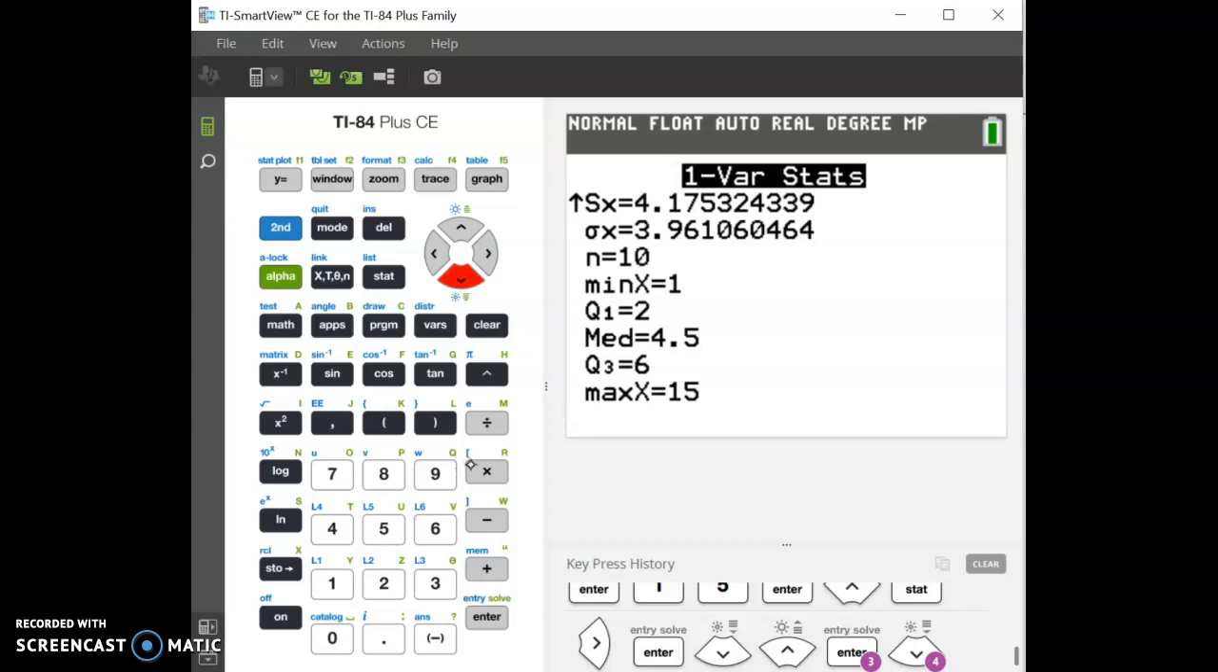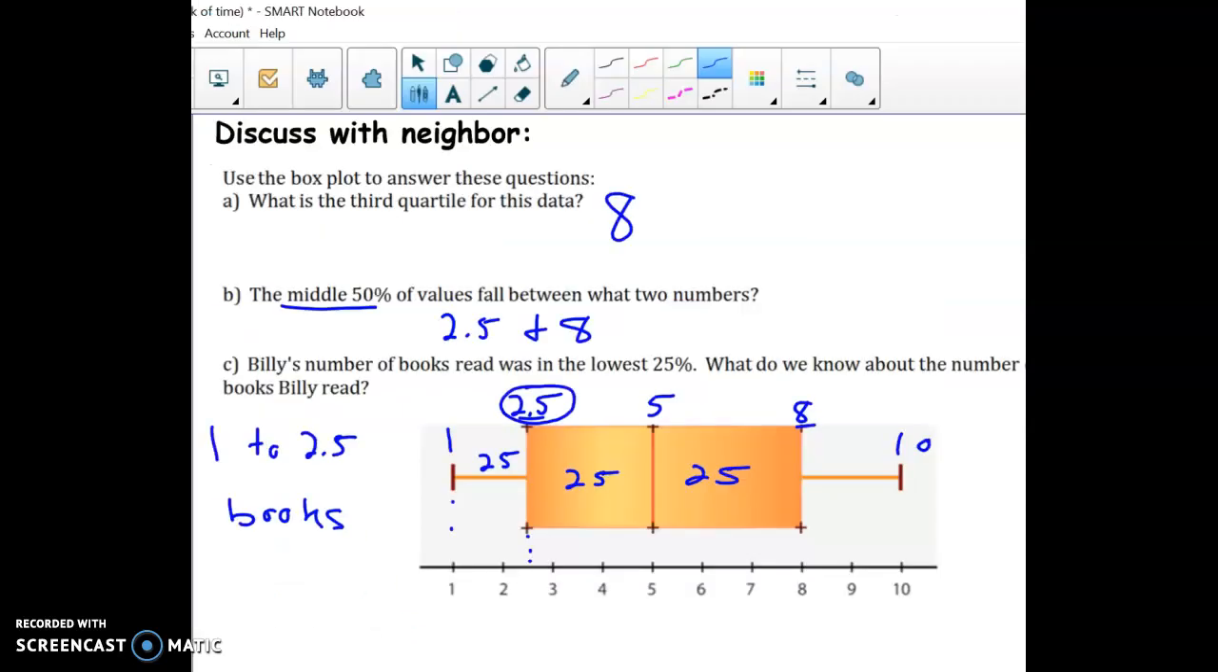All right, and so when I draw it, the key is you actually want to do a number line and line up 1 on the number line, 2, 4.5, 6, and 15, because box and whiskers should look proportional, right?